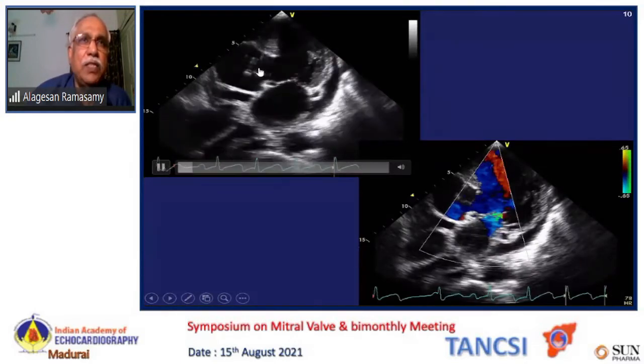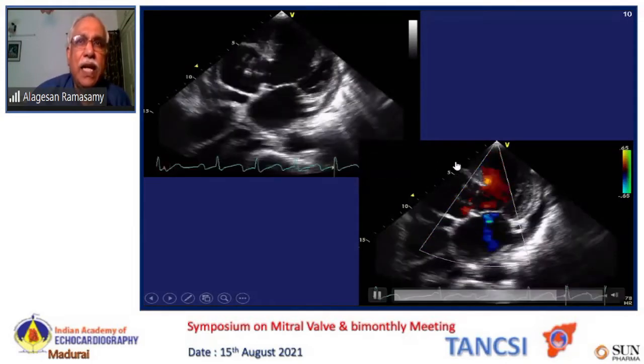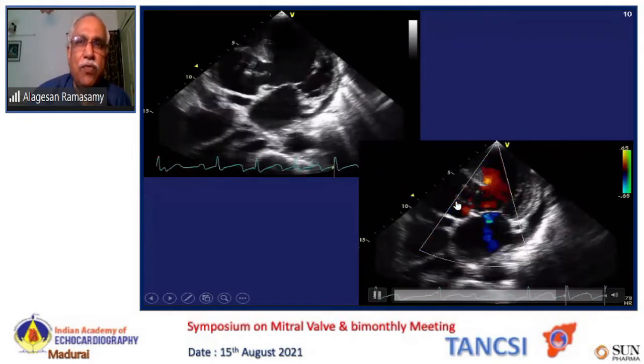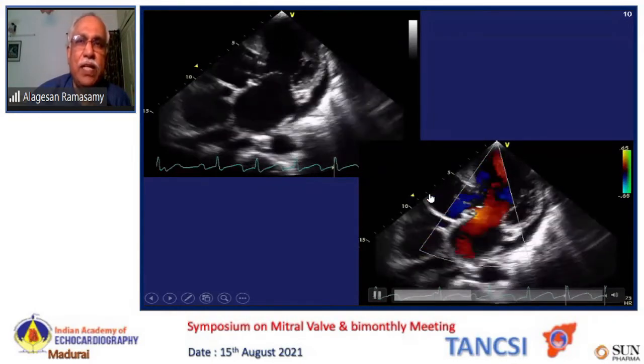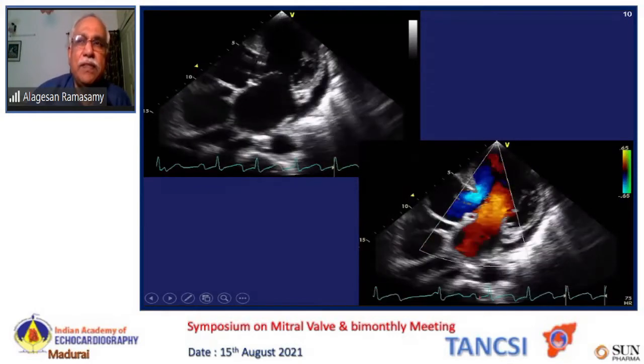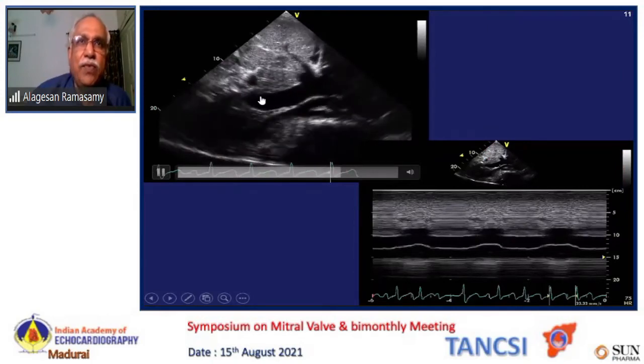This is the apical four-chamber view where you can clearly make out this chamber, and you can see the flow from the left ventricle into that chamber, a to-and-fro flow from the left ventricle into that additional chamber, which is protruding into the right ventricle. And this shows the enlarged liver with dilated inferior vena cava, and there is a pericardial effusion and pleural effusion.